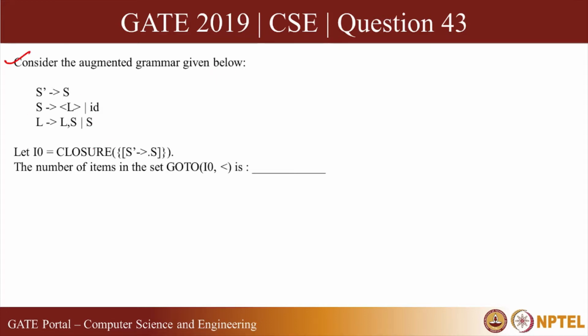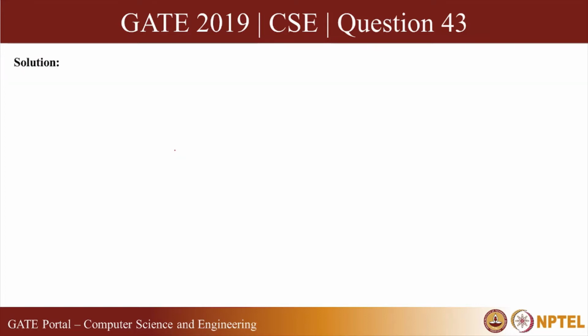They have provided the grammar and they are also telling us that I0 is the closure of S bar goes to dot S, and they are looking for the number of items in the goto set of I0. Firstly, let's discuss what closure is, and what goto means. So this is our grammar. We'll discuss the main concept of closure and goto in the path itself.